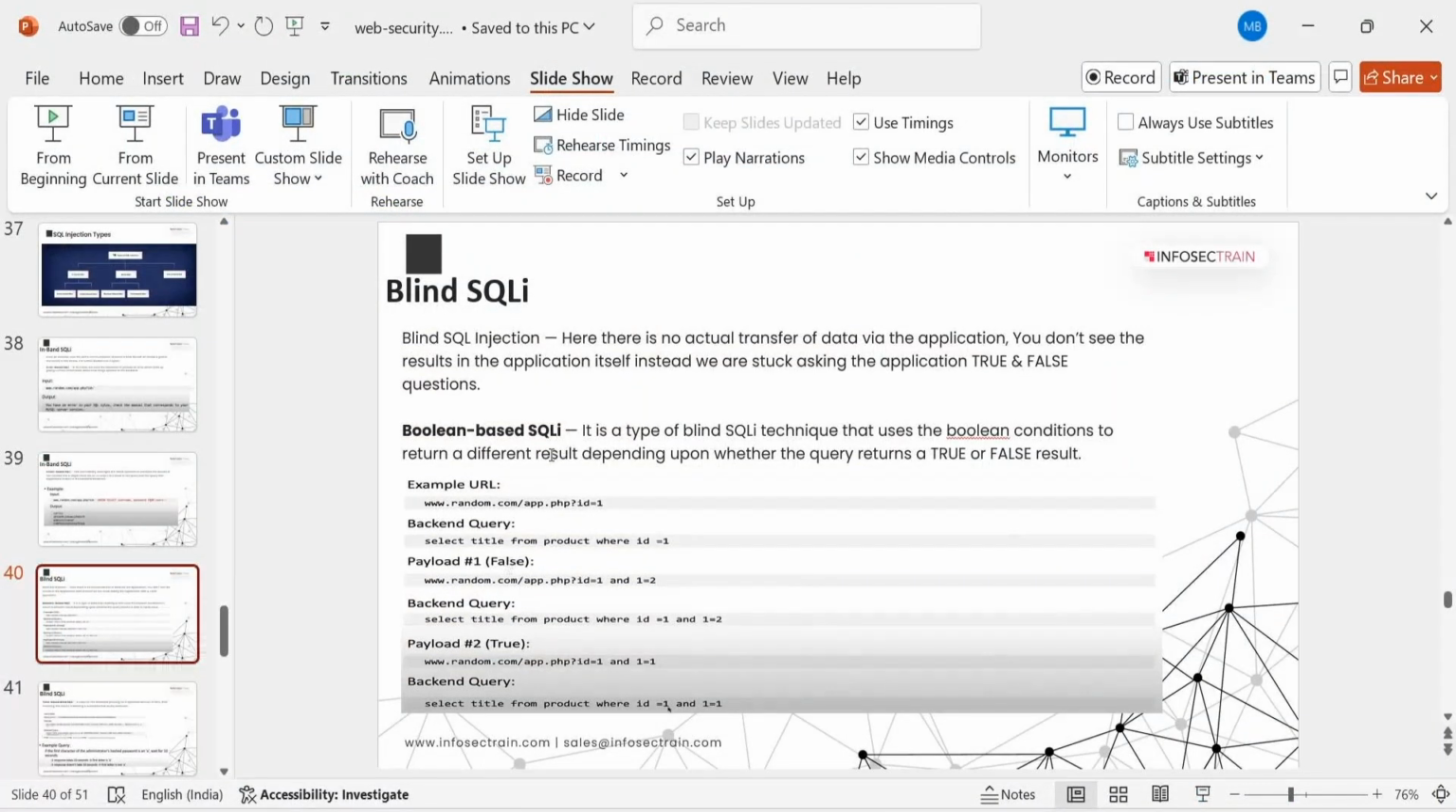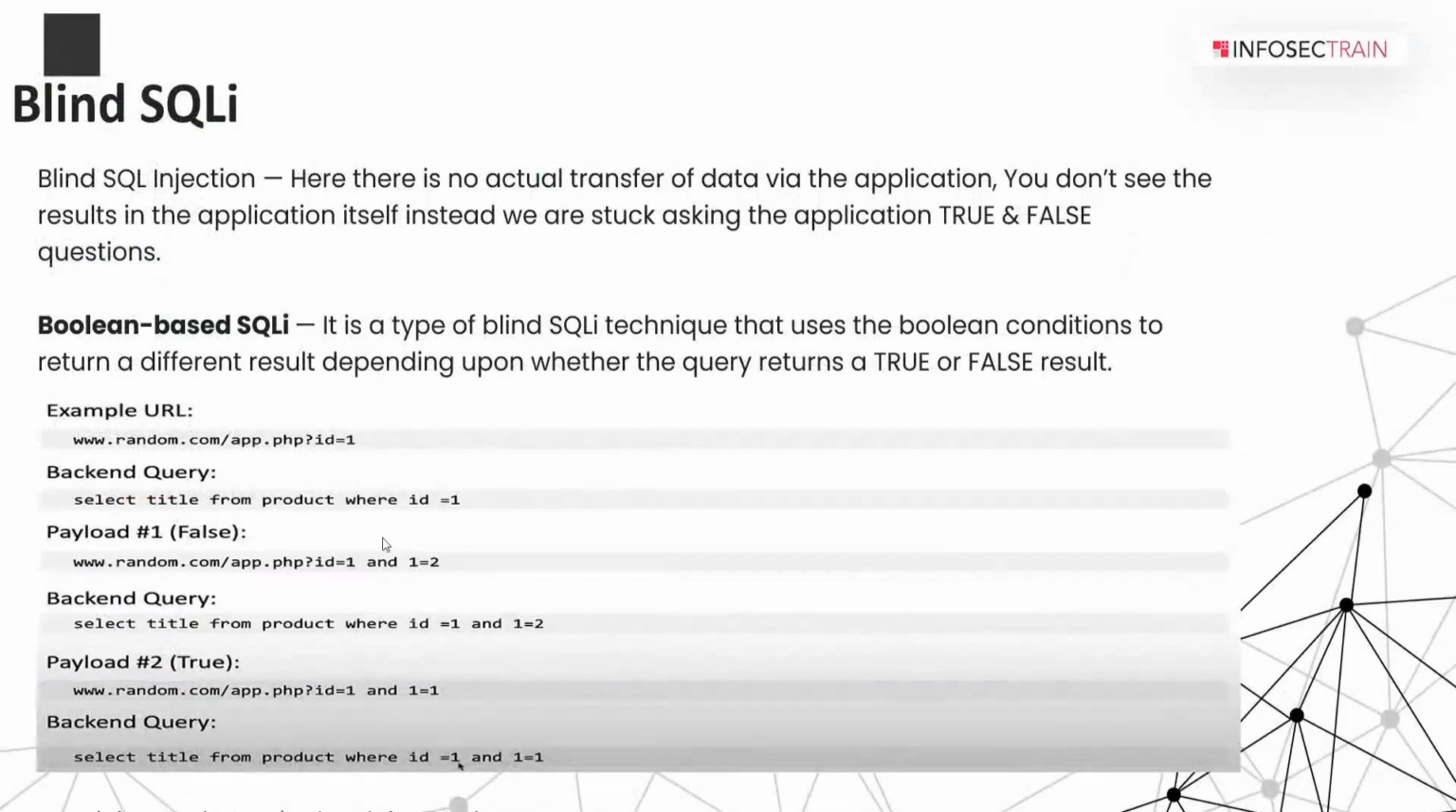Okay, so see, this Boolean based, what happened? If ID equal to 1, that means the condition is true. That means you will get the data. And if I change this to ID equal to 2, that means that particular condition is false basically, and you don't get any data.